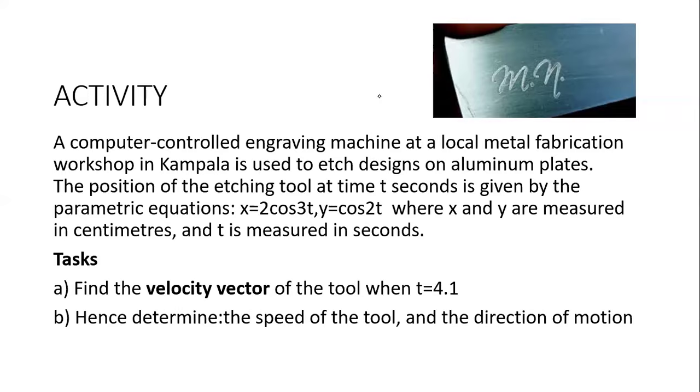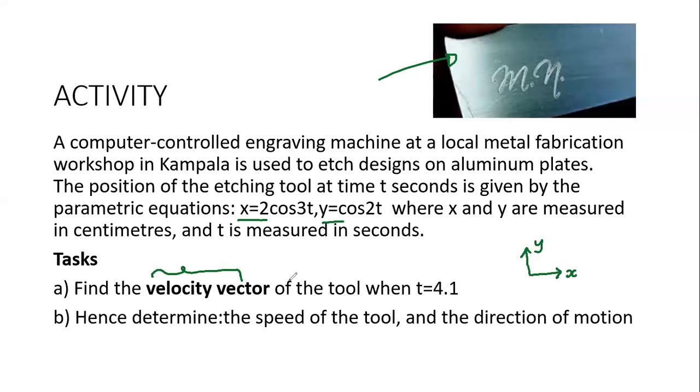Like the way you see this picture, I was trying to show you that kind of picture. And they have got two equations. They have got the X and they have got the Y. Now, when you are visualizing, you need to know that when the machine is moving, it has the X direction, and it has the Y direction. But velocity is a vector quantity.